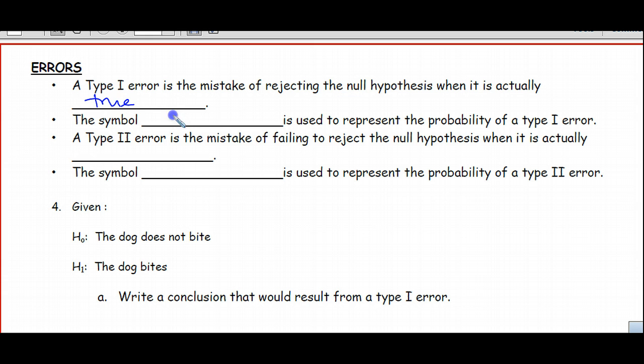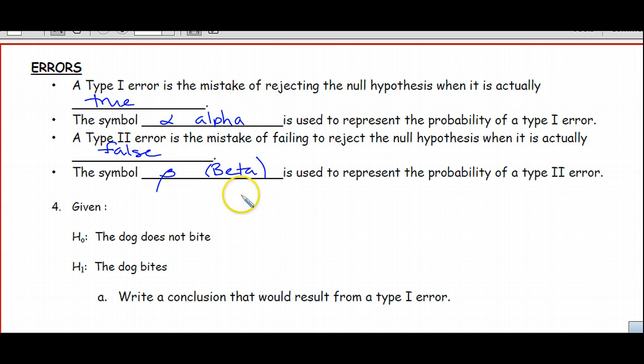The symbol alpha is used to represent the probability of a type 1 error. The type 2 error is the mistake of failing to reject when it's actually false. The symbol beta is used to represent the probability of a type 2 error.